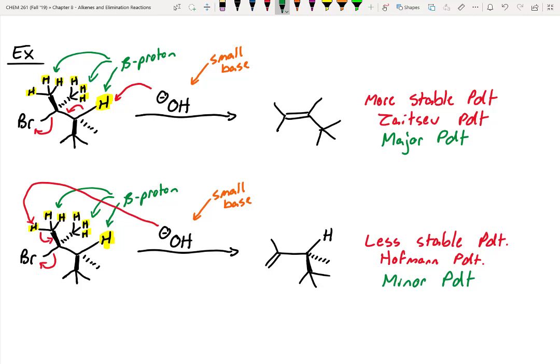Constitutional isomers, right? So we have different connectivities. These would be a pair of constitutional isomers that we would get out from this reaction mixture. Does that make sense?